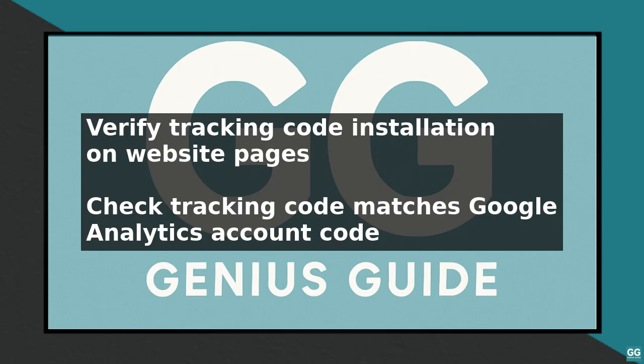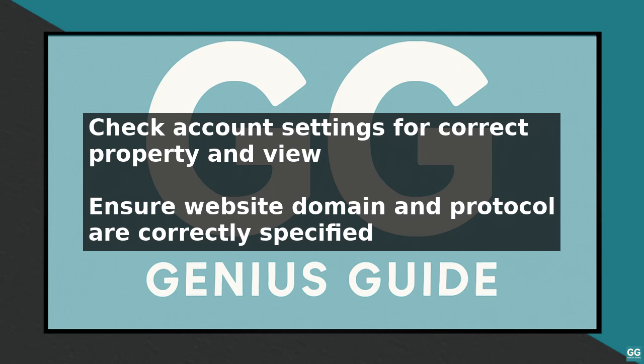Next, check your account settings to ensure that you have set up the correct property and view. Make sure that your website's domain and protocol are correctly specified, and that you have set up the correct time zone and currency. Then, check for any data discrepancies by comparing your Google Analytics data with your internal data. If you notice any discrepancies, check your tracking code and account settings for any errors.